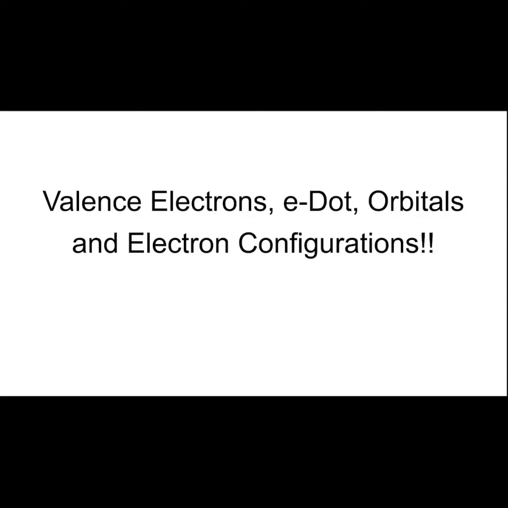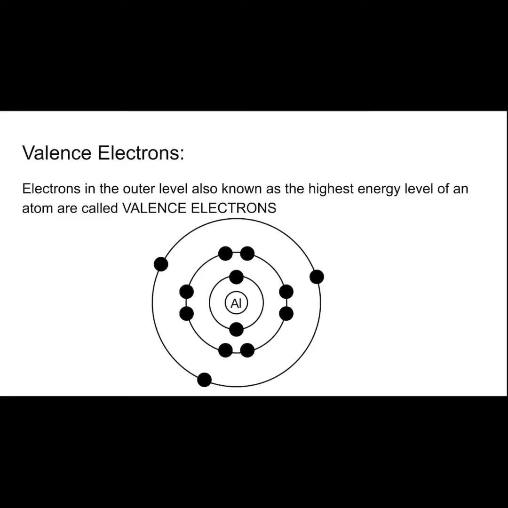Hey everyone, this is your next set of notes for Unit 3. Today we're talking about valence electrons, something called electron dot diagrams or E dot, orbitals, and electron configuration. So a lot of this will be brand new information, so make sure you pay attention.